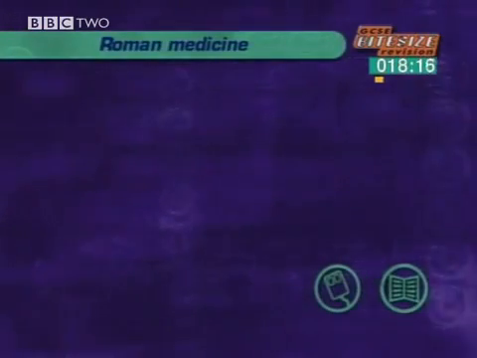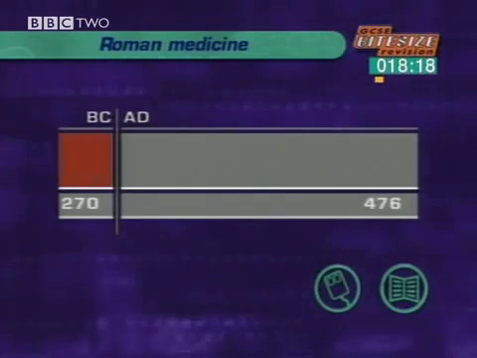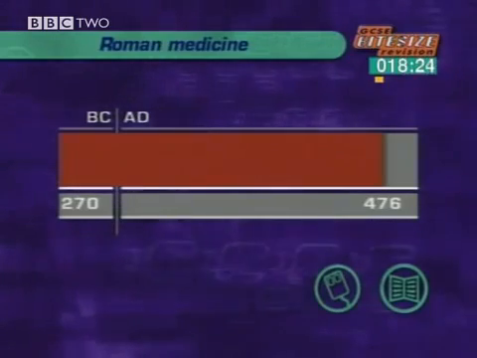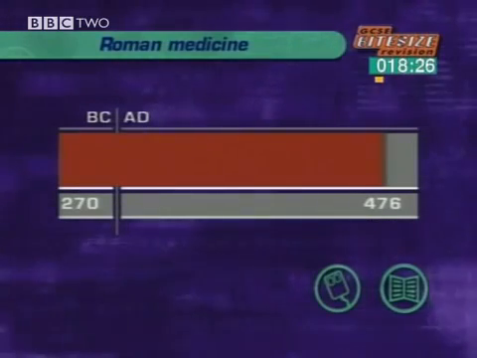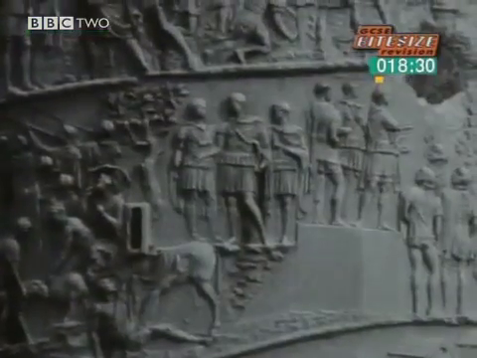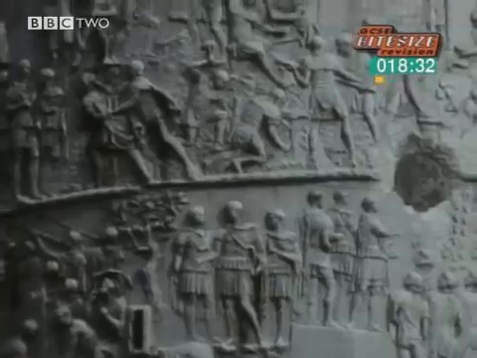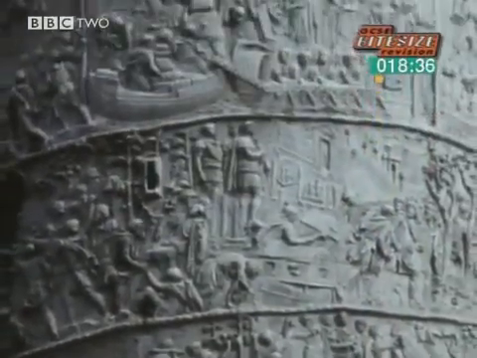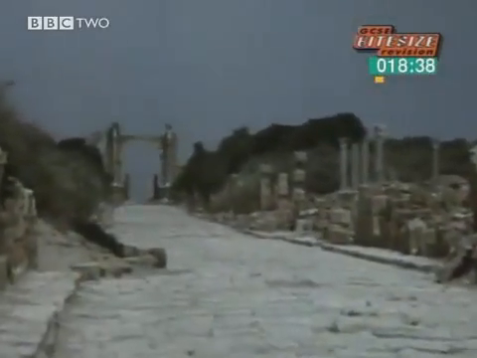Now for the Romans, who learnt a lot of what they knew about medicine from the Greeks, but took it further. The great period of Roman history lasted from about 270 BC to 476 AD. The Romans built up a huge empire, stretching from northern England to the Middle East, including the Greek world. They founded towns and cities all over their empire.